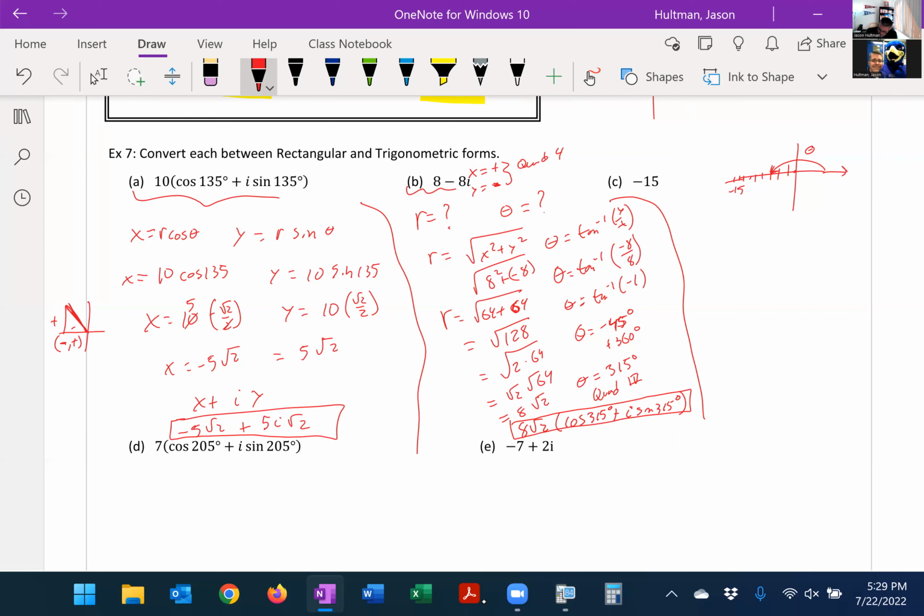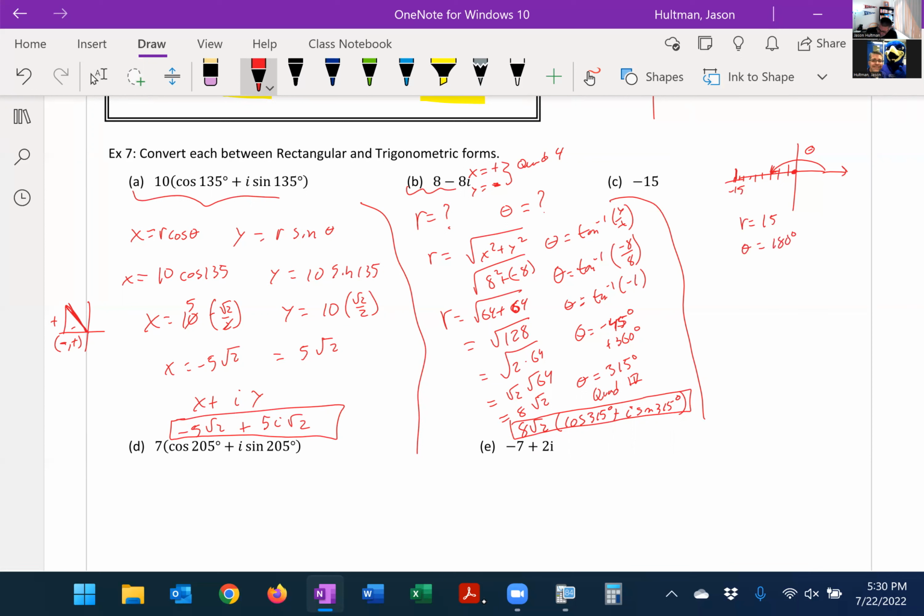What's r? Well, what's the distance between 0 and negative 15? What's the positive distance between 0 and negative 15? Well, it's 15. So in this case, r is equal to 15 and theta is equal to 180 degrees.